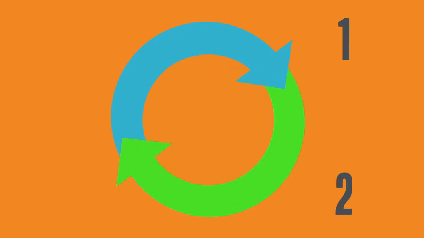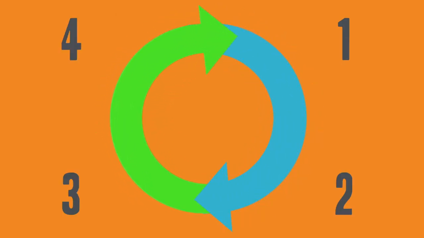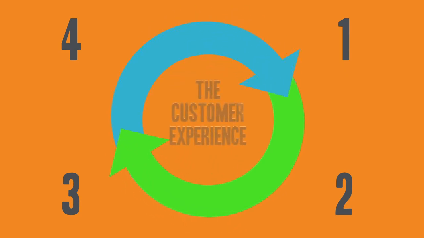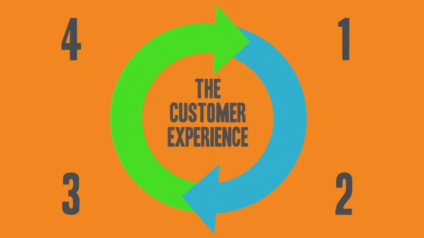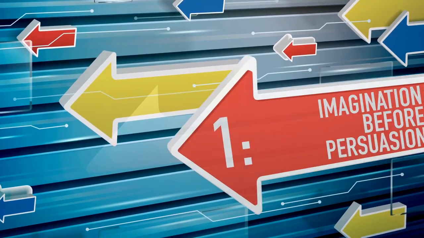This isn't a closed loop, it's a circle, meaning that after stage 4, the customer begins stage 1 again and continues through the cycle. Each stage is important. The customer experience is the sum of the whole experience, and you need to focus on each of the 4 stages. Let's dive into each stage. Stage 1, imagination before persuasion.